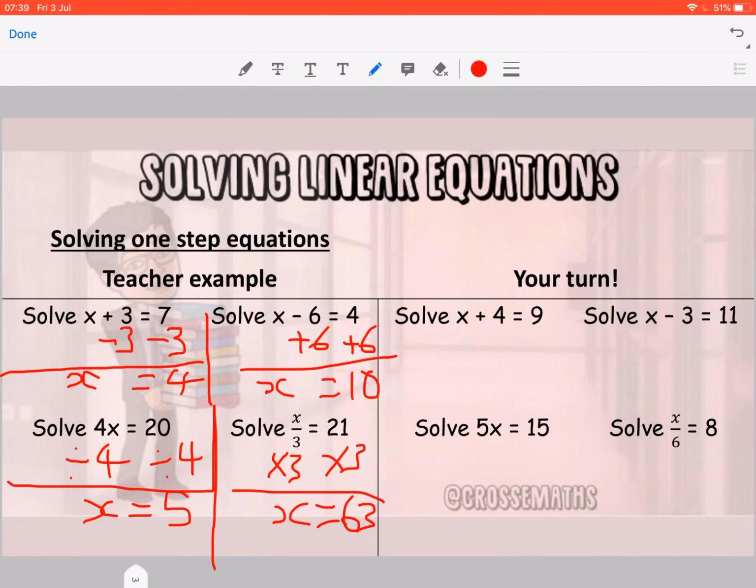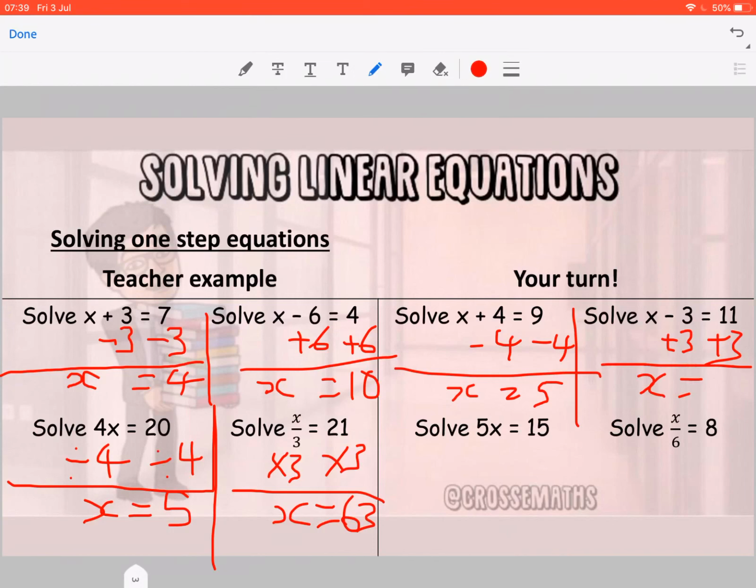In order to get rid of the x plus 4, I'm going to take away 4 from both sides. I'm left with x equals 5. Then, x take away 3 equals 11. I've got to add 3 to both sides next. x moves straight down. 11 plus 3 is 14. 5x equals 15. If I divide through by 5, I end up with x equals 3. And on this one, if I times through by 6, I end up with x equals 48.